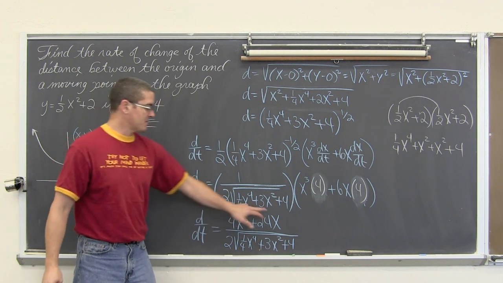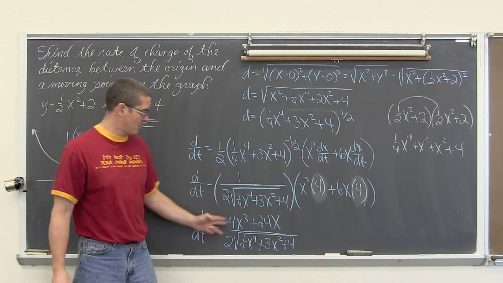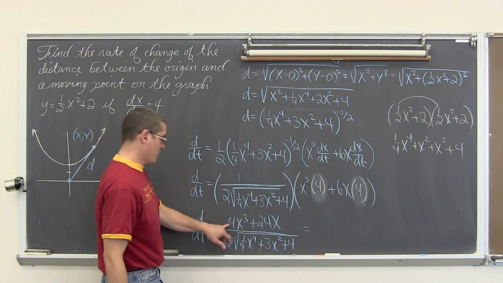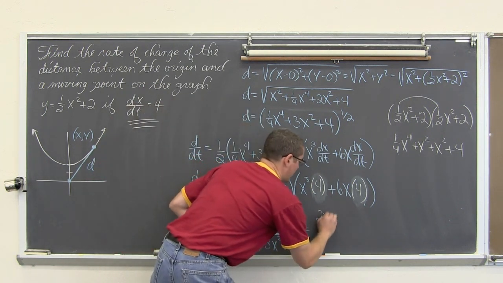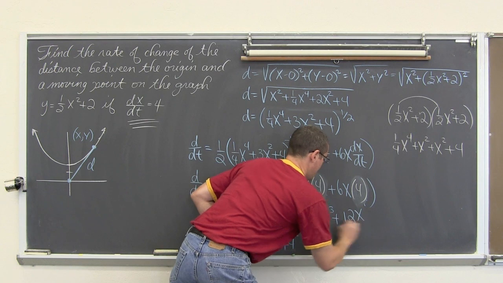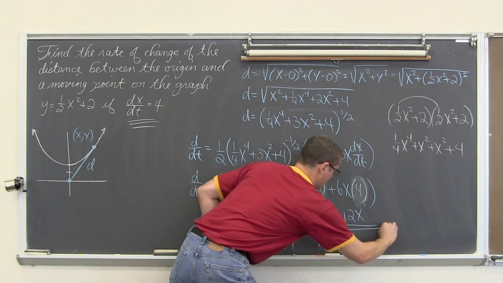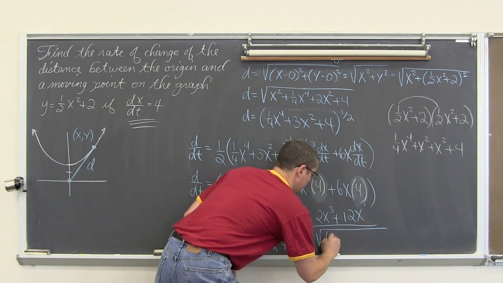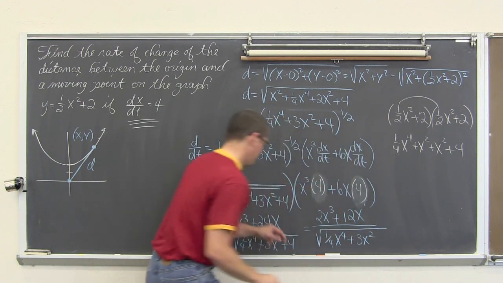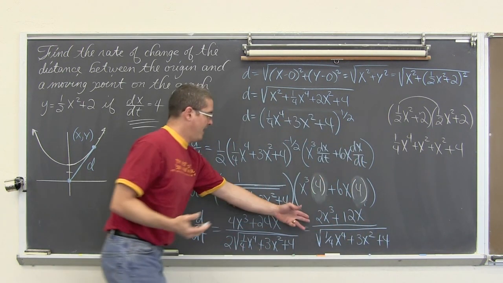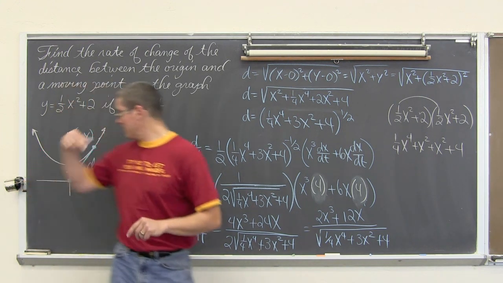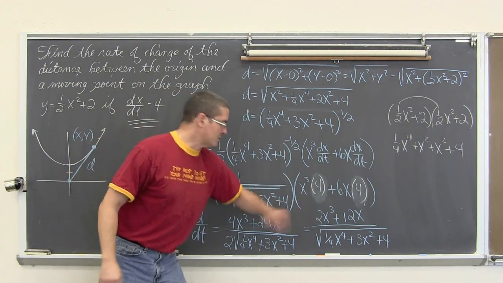Now, both of the terms in the numerator are also even. So we can cancel a 2 out here and write our final answer as 4 divided by 2 is 2, so 2x to the 3rd, 24 divided by 2 is 12, so plus 12x over the square root of 1/4 x to the 4th plus 3x squared plus 4. And we have the d over dt, the change in the distance between that point on the parabola and the origin given to us by this expression.